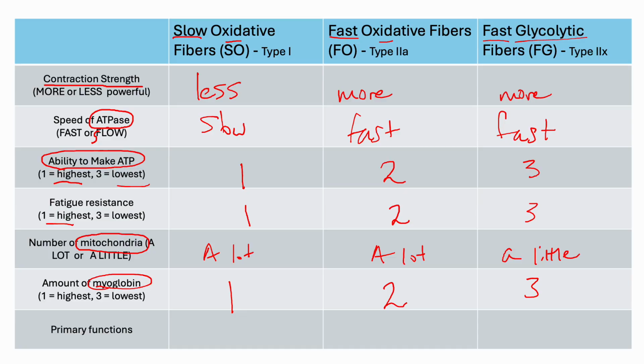Now, if we sum all of this up, knowing what we know about these 3 types of fibers, what kinds of activities would muscles do? Let's start with slow oxidative. It's not as strong of a contraction. We don't break down our ATP as quickly. However, we have a lot of ability to make ATP. It takes a lot for these to fatigue. We have a lot of mitochondria and a lot of myoglobin. So these are going to be your endurance muscles.